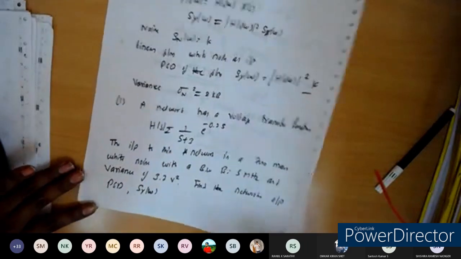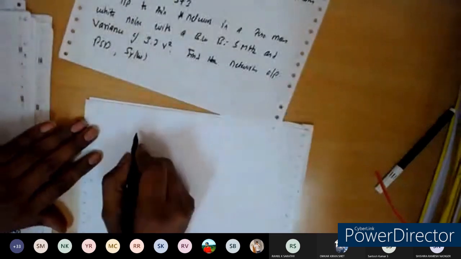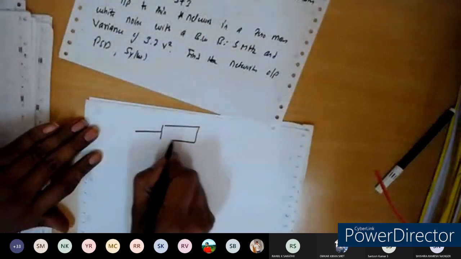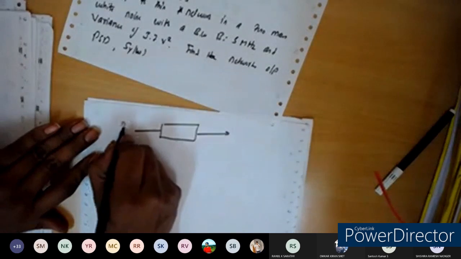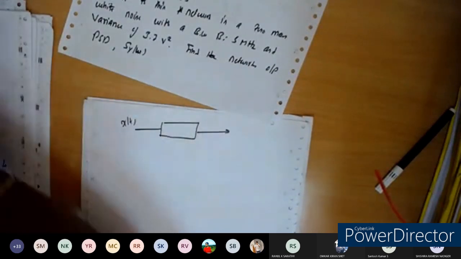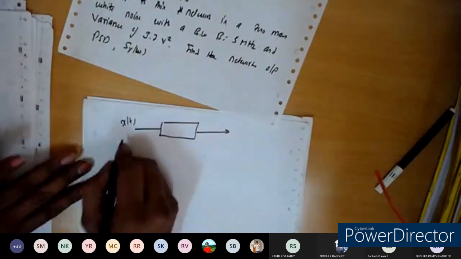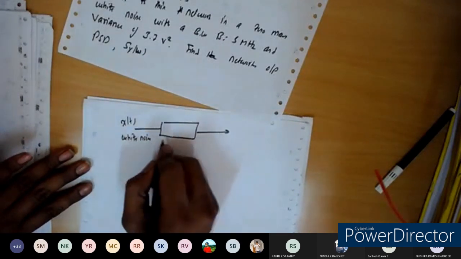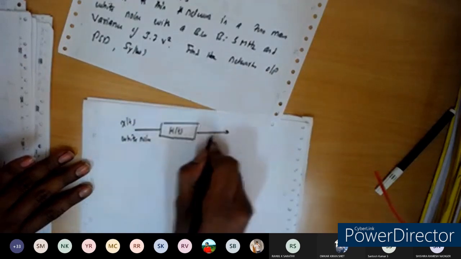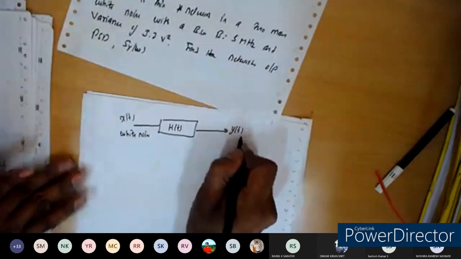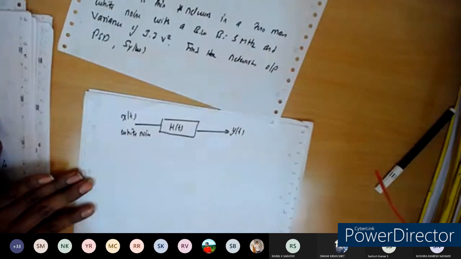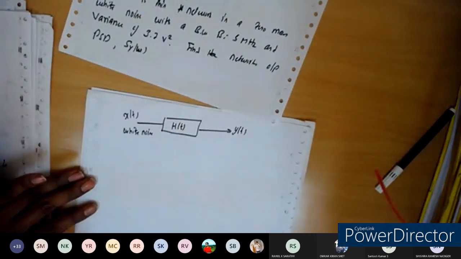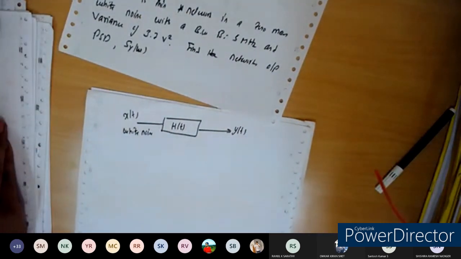Okay, so let us model the system. It has been given as a linear system. So x of t is nothing but the white noise, the input to the system. h of t is the transfer function of the system. The output is y of t. So take this system.